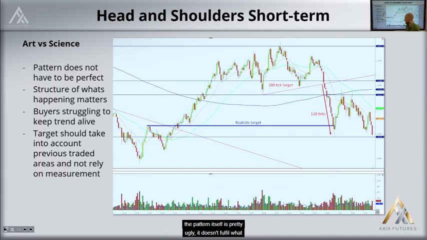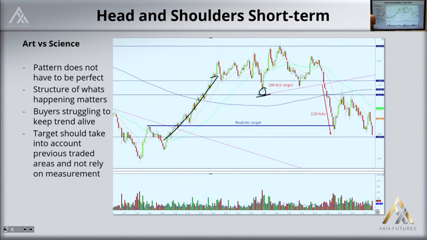It doesn't fulfill what you'd expect it to look like. But the structure of what's happening is exactly that. You've got disappointed buyers looking for continuation, and they don't get it. And when they don't get their continuation, the buyers who have been holding on from this move up, that bought here, are now in trouble. And as that neckline breaks, and as this low in particular breaks, this is then where the next leg of the move goes.